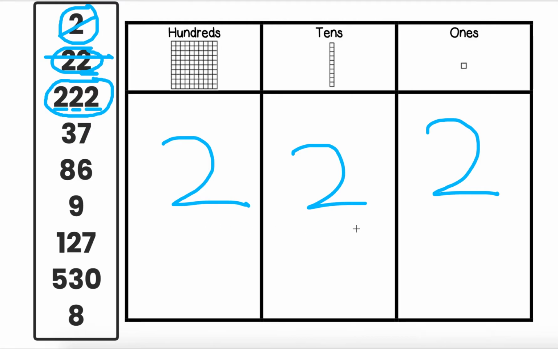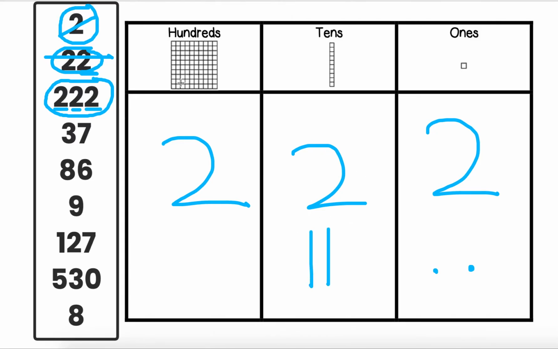222. That's my number. In the number 222, I have 2 hundreds, 2 tens, and 2 ones. Now let's draw the pictures for each one. Remember, in this place, we always use little cubes, so we're going to do 2 little cubes. Over here, we use sticks. For our tens place, we always use sticks. So how many of them am I going to draw? 2. I'm going to use 2 sticks here.